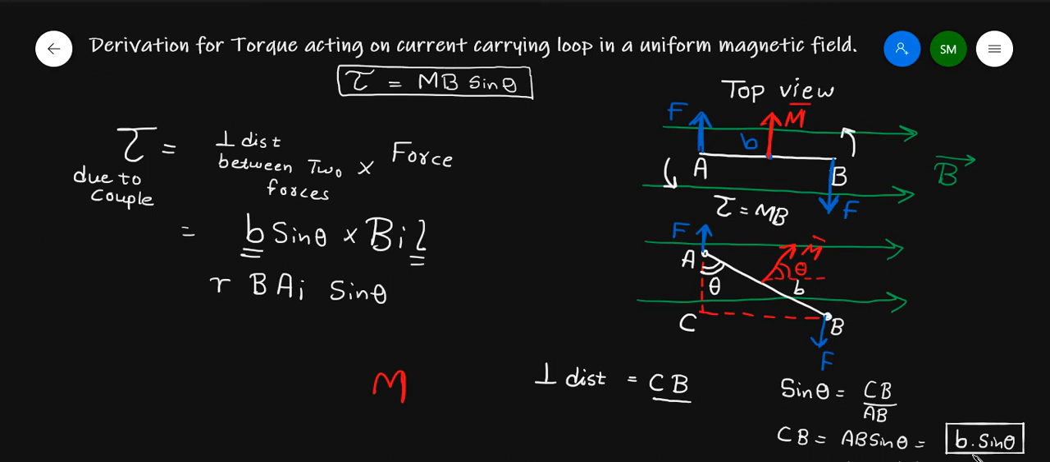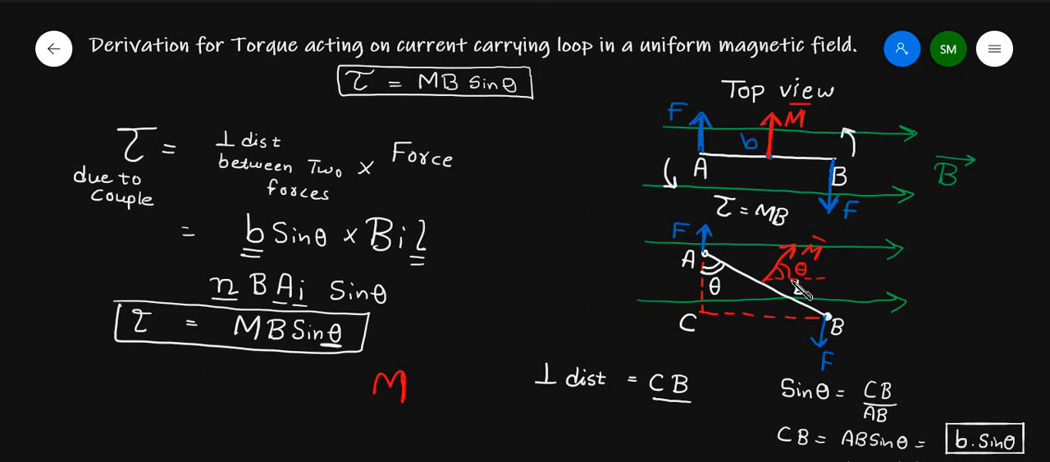For n number of turns you multiply by n. This n into I into A, NIA, becomes m. So finally we get the formula: torque equals mB sine theta, where theta is the angle shown in this diagram. It's the angle between the m vector and the direction of the B vector. You can see clearly this is the direction of the B vector. So theta is the angle between the m vector and the B vector. Now we have completed the derivation.